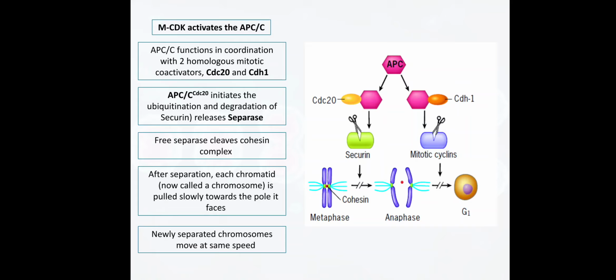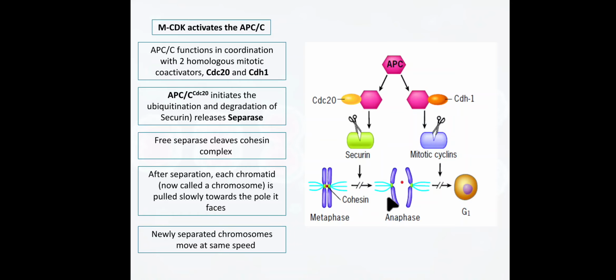How is this cohesin degraded? It is because of APC/C. MCDK activates APC/C. APC/C functions in coordination with two homologous mitotic coactivators, CDC20 and CDH1. Activated APC/C initiates the ubiquitination and degradation of securin and releases the separase. Free separase cleaves the cohesin complex.